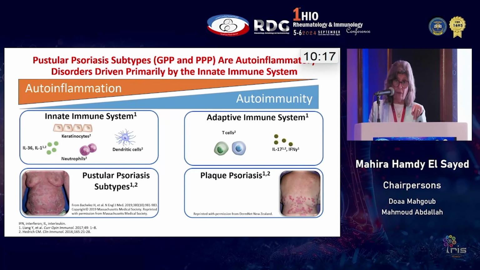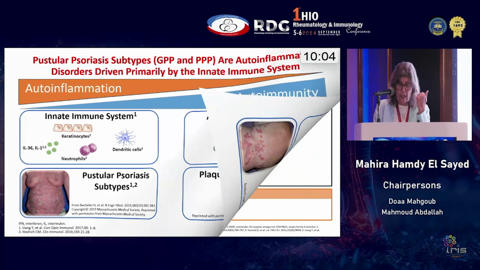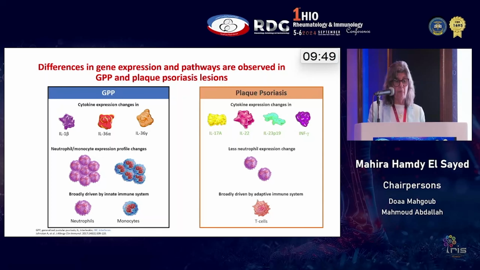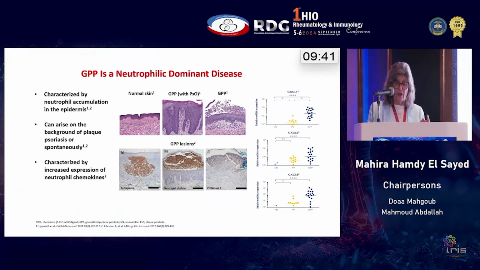This is to compare the pathogenesis in GPP and plaque psoriasis. As you can see, plaque psoriasis is related to the T cells and the adaptive immune system, while pustular psoriasis is related more to the innate immune system. Plaque psoriasis is multigenic rather than single-gene driven, while the discovery of the mutation in the interleukin-36RN gene showed that GPP is monogenic. Again, the difference in the pathways is observed in GPP and plaque psoriasis. This is why they are different from each other.